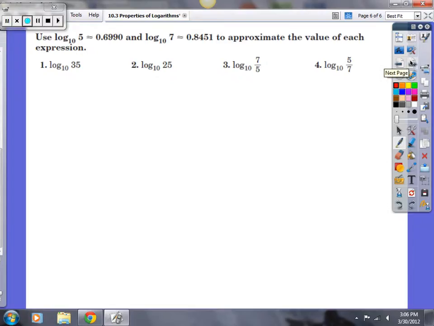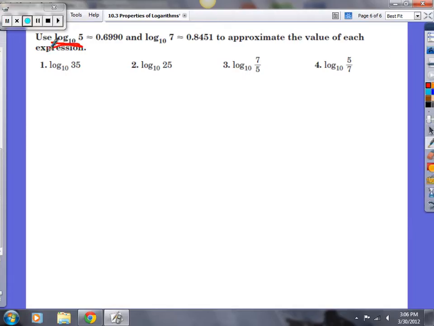Okay, the last part. If you understand these, you can do the first 10 on your worksheet. And what we've got is they're giving you a decimal value for this. The log in base 10 of 5, and the decimal value is 0.6990. And the log in base 10 of 7 is 0.8451. So you're going to use those two decimals to solve 1 through 4.